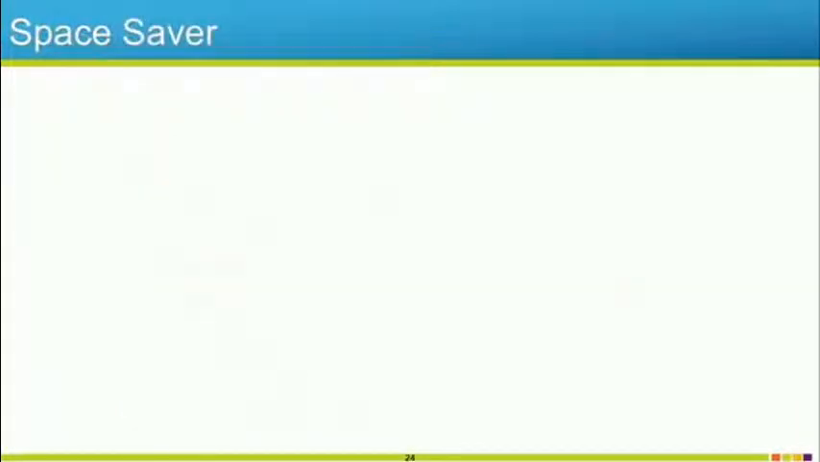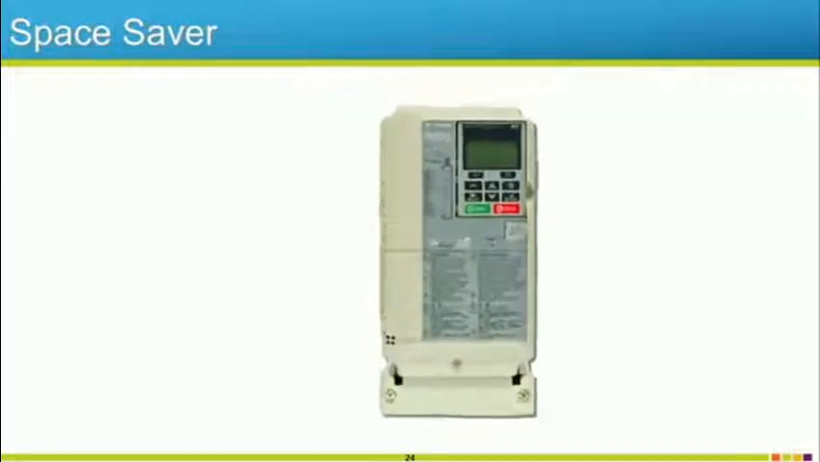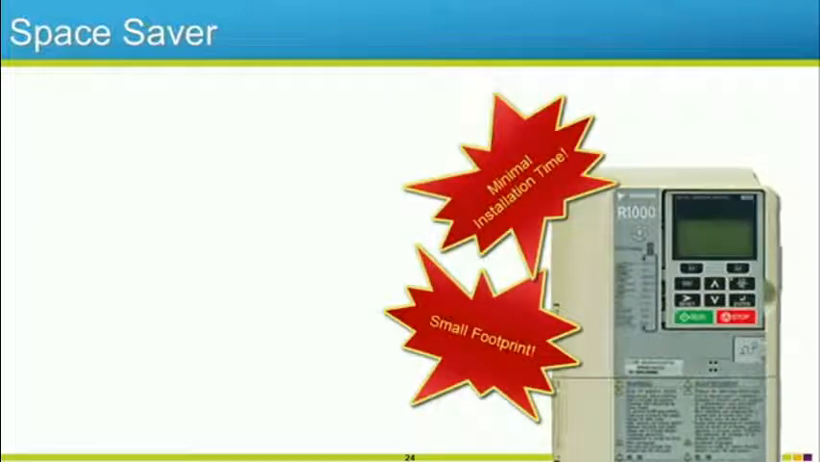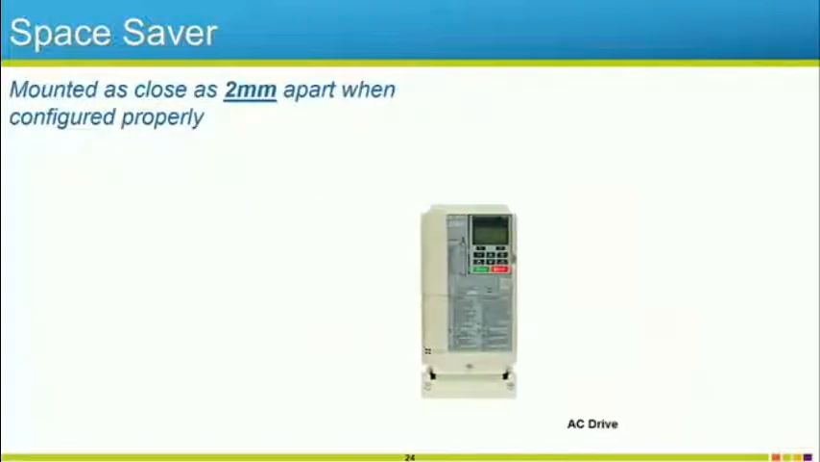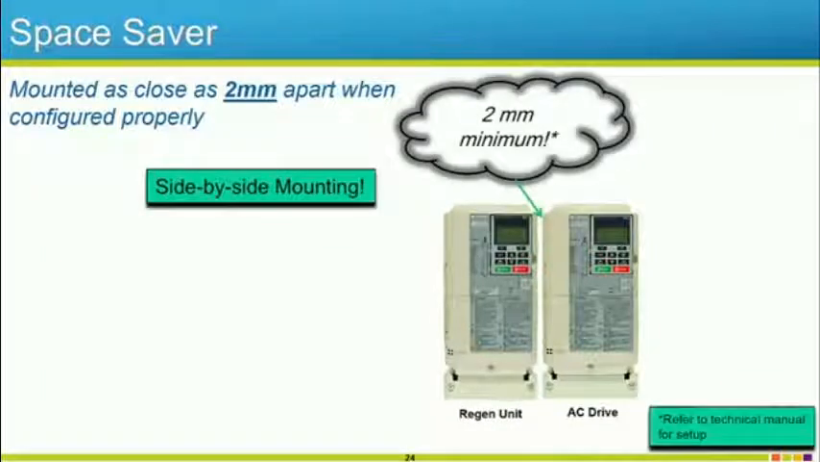Here at Yaskawa, we understand how important and costly space is. The R1000 design features various size and installation reductions, resulting in less space needed and a quicker installation time. To sweeten the deal further, the R1000 can be mounted as close as 2 millimeters, side by side, next to the drives it's connected to. This is virtually touching, and will maximize the limited space you may have. Be sure to reference the technical manual for further information about a side-by-side mounting setup.